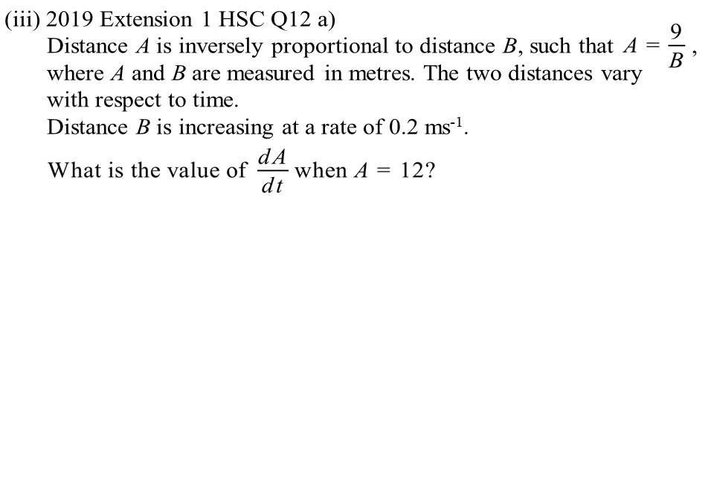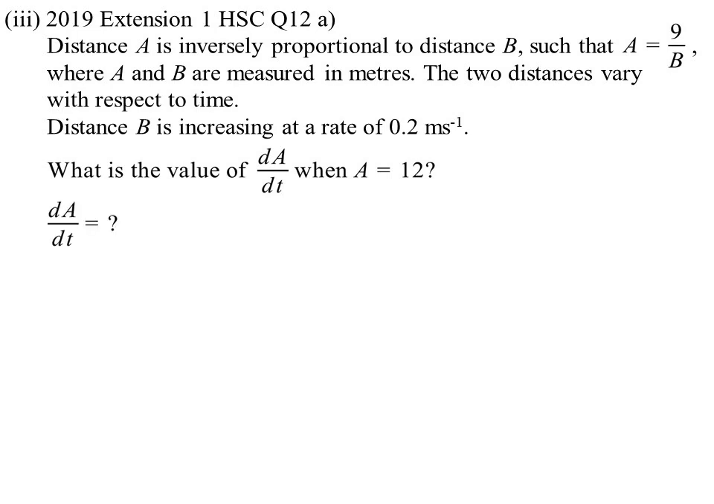Distance A is inversely proportional to distance B, such that A is 9 over B. Okay, and they're both in meters. Two distances vary with respect to time. Distance B is increasing at a rate of 0.2 meters per second. What is the rate of change of A when A is 12?